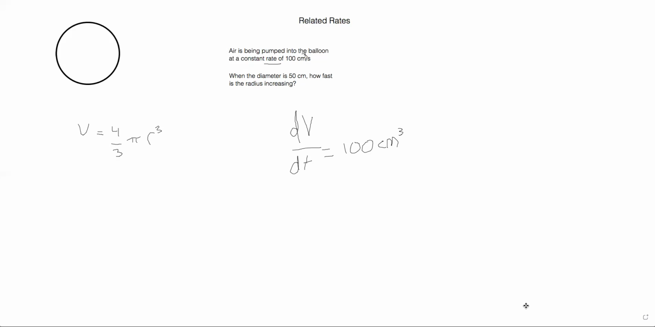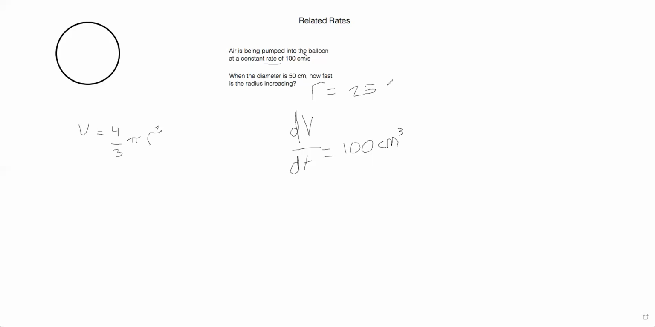I see, because our main formula here is the volume as well. Exactly. They're just telling us that the volume is changing this much every second. And we have the diameter is 50. Notice how our formula has a radius, so we're going to just take half of the diameter. We're going to get r is 25 centimeters.